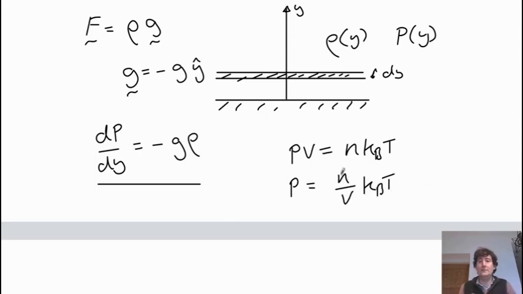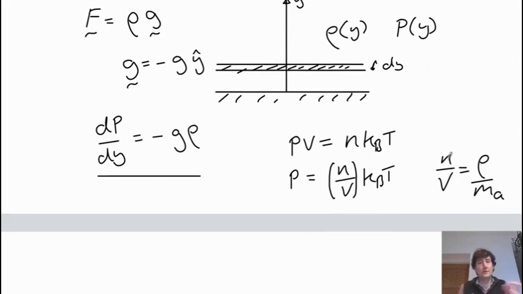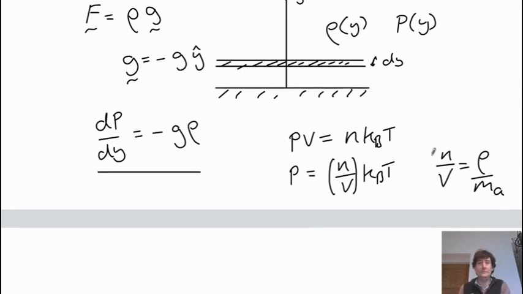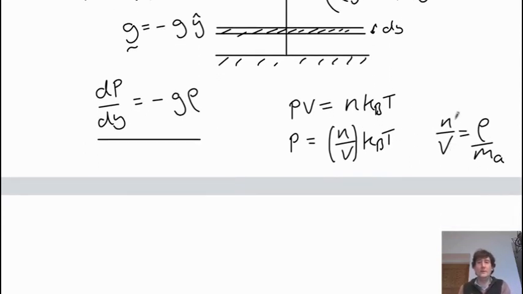And now this N is the number of particles, so N over V is the number of particles per cubic meter. This we can relate to the mass density. So N over V is basically mass density divided by the average mass of each atom or each particle in the gas, because if each particle weighs this much, m_A, then this is how much it weighs per volume. And so we can just substitute this into here.